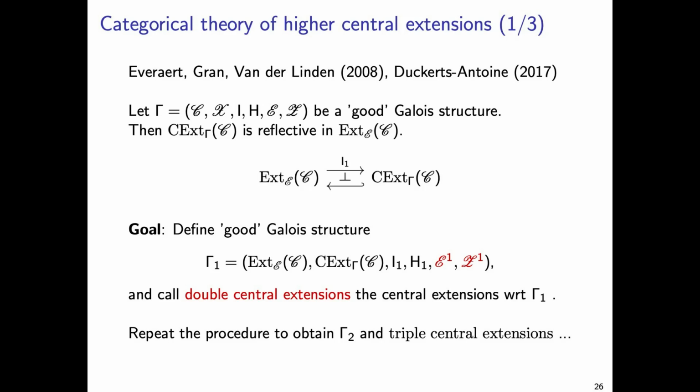And here the classes of double extensions, E1 and Z1, are still to be determined. But if this is achieved, one can repeat this procedure to obtain a good Galois structure Γ2 and triple central extensions, and so on.